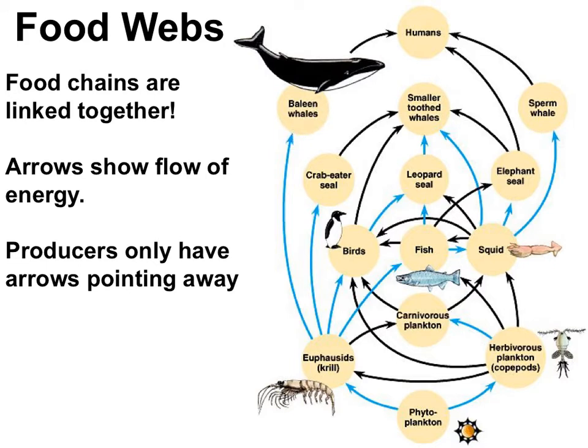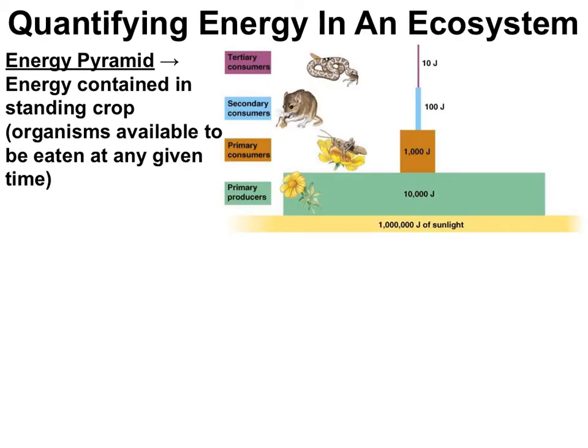When you're looking at a food web, you can anchor yourself by finding the producers. Producers only have arrows pointing away from them because producers aren't eating other things in the food web. Producers are making their own food. So in this food web, phytoplankton are the producers. Besides food webs, energy flow in ecosystems can be quantified using energy pyramids.